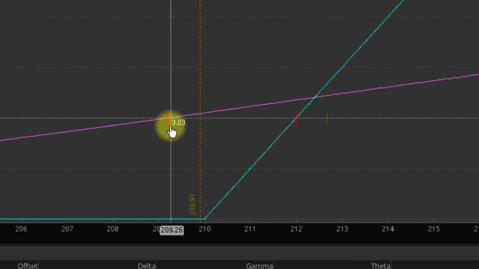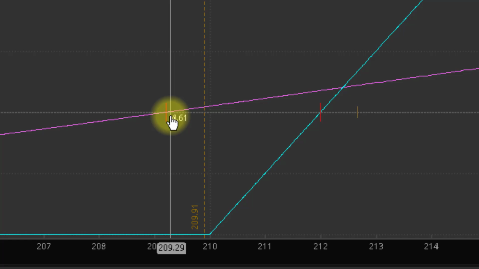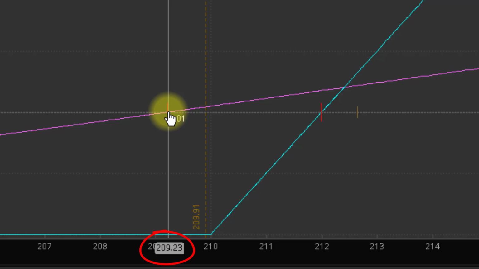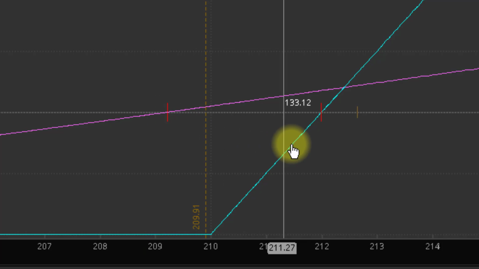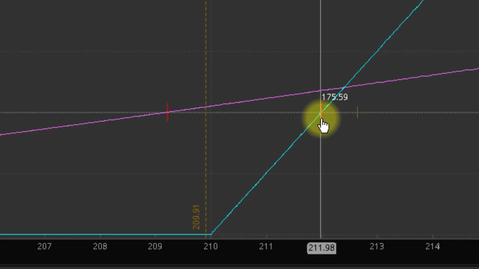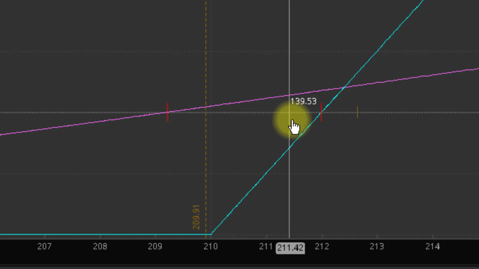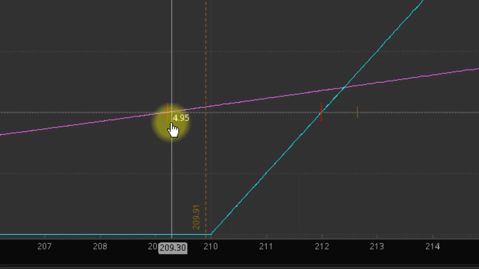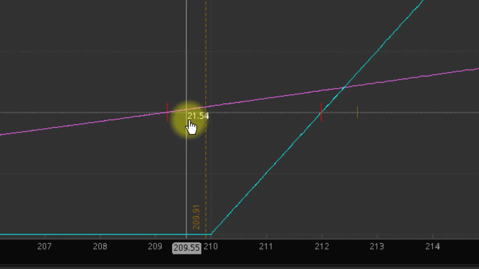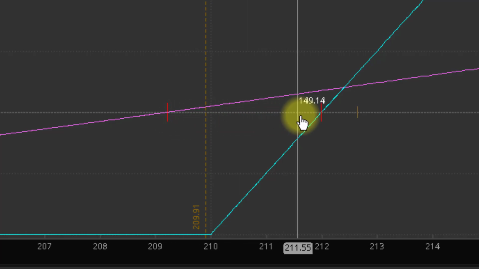But let's also take a look at these little red hash marks. This red hash mark that intersects the purple is the break-even for today. So I would need this stock to be right there at about 209.20, roughly 209.21 to break even. At expiration, I would need it to be at almost 212 to break even. So another thing you can see from the graphs, you see the distance between these red hash marks? That tells me that my break-even point is going to start getting further and further away as time passes.